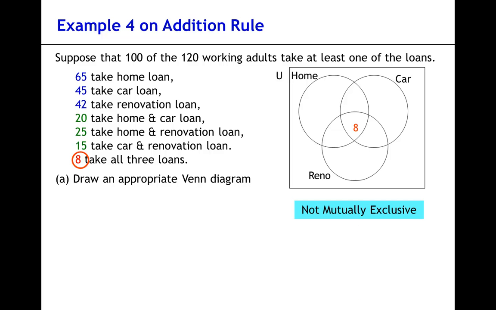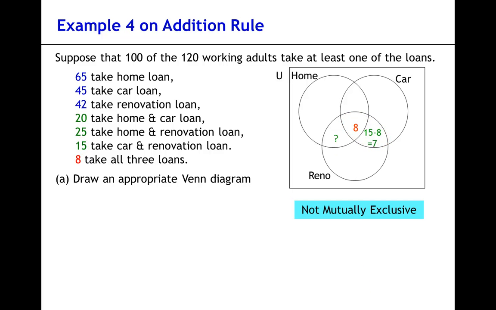What about this region? How many people belong here? We are given that 15 take car and renovation loan, but that's the whole area here. Hence, we have to take 15 minus 8 to get 7 for this region.